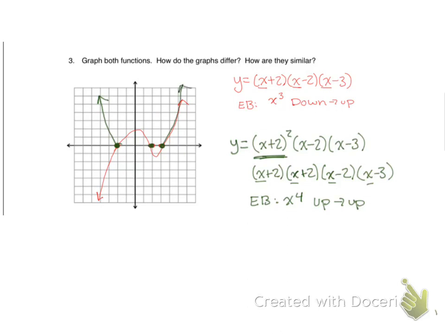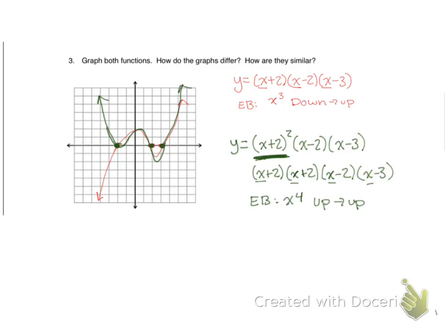Now, pay attention to this multiplicity. It bounces at that point. So whenever x equals negative 2, it's going to bounce, but then it's going to cross all the other ones. The only difference between the red and the green is that the green one has a multiplicity at negative 2. That changes their end behavior. All right, I hope this is making more sense.